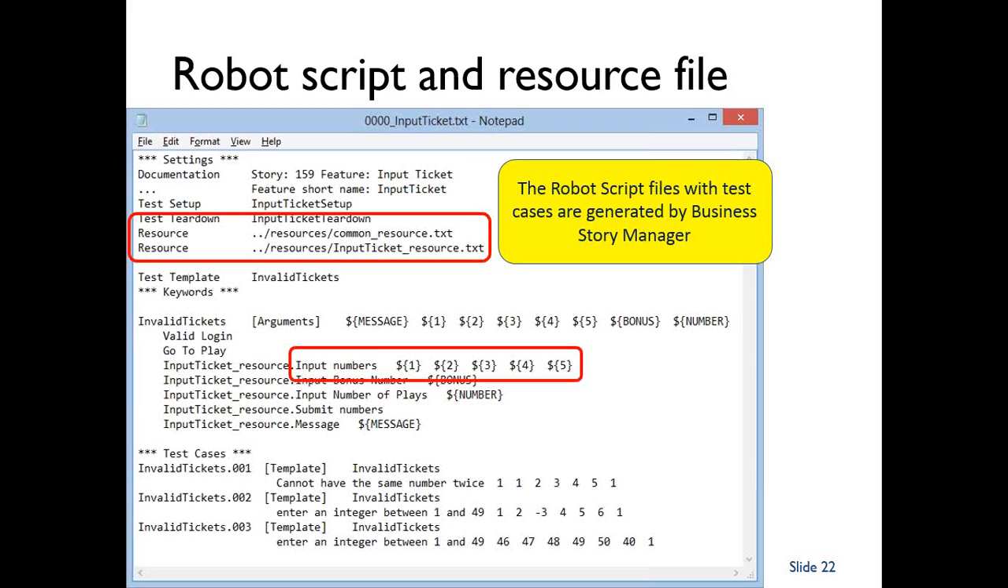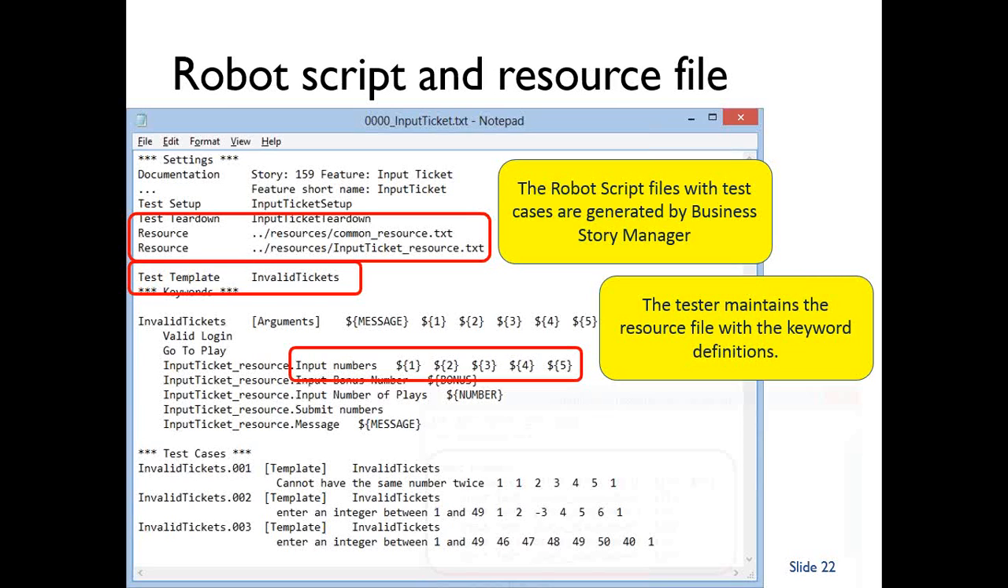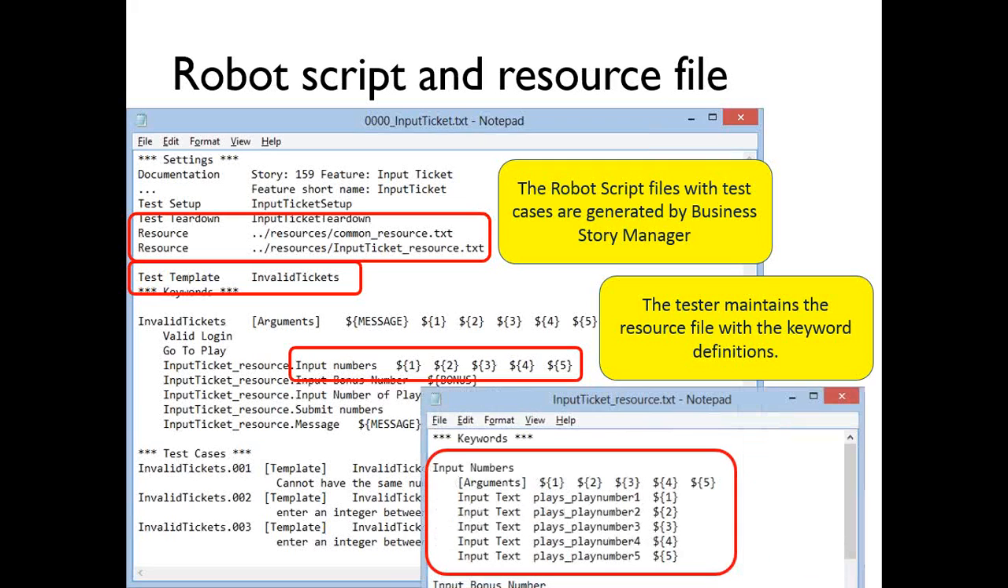So this file we're looking at right now is generated, and usually you would not edit it. You would not change it because it doesn't need to be changed. The editing effort goes towards the resource file which provides the definitions. So you can see in the template it refers to input tickets underscore resource dot input numbers. That is defined in the resource file.